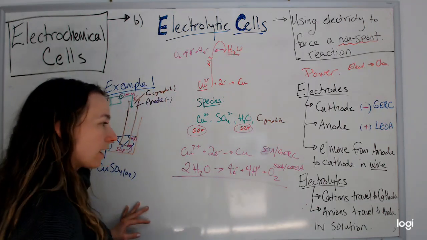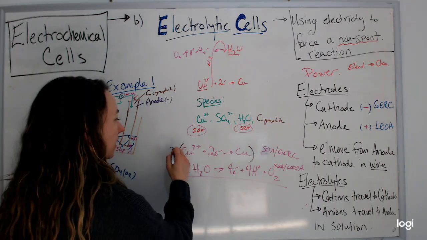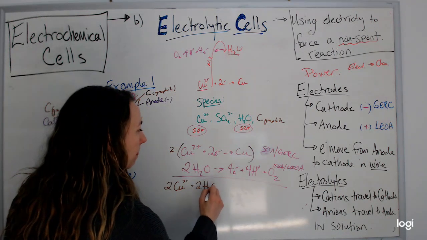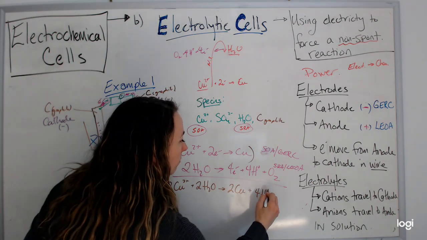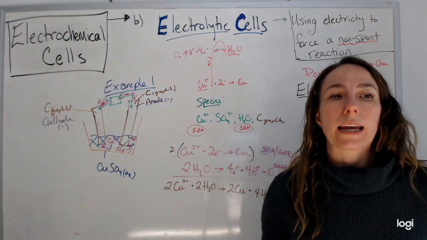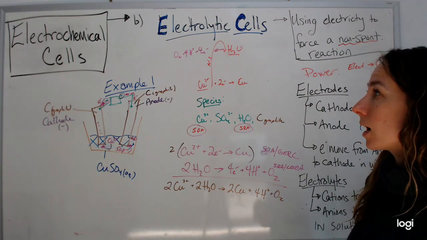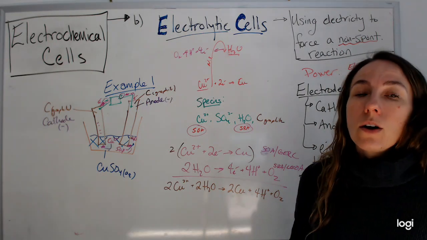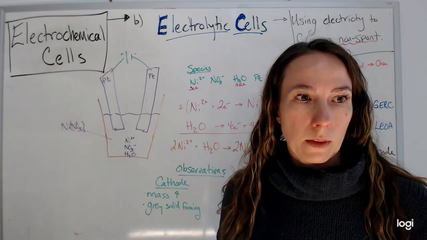And then my net reaction would be, well, same as last time. I need to balance my electrons and then write my net. And that would be my net redox reaction that's happening in this situation as I am forcing this non-spontaneous reaction to happen. Okay, one more example and we'll talk about observations at the same time.